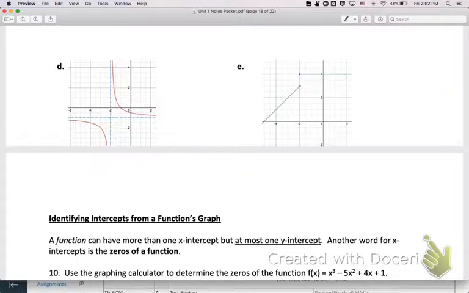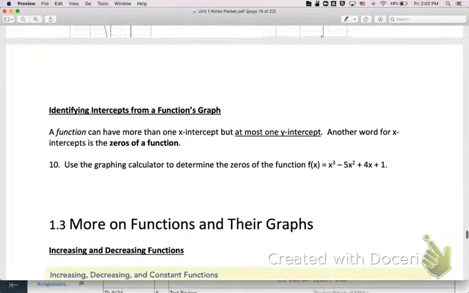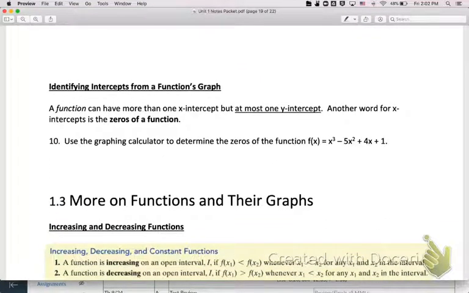The last thing in these notes is finding intercepts using your graphing calculator, which we practiced the other day. So I'm going to leave that one for you to maybe try yourself and check your answer using the PDF. And I'll see you guys soon.